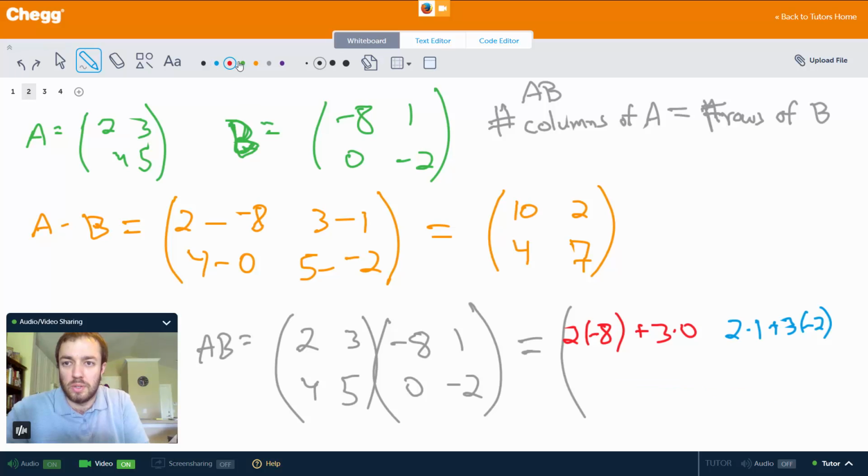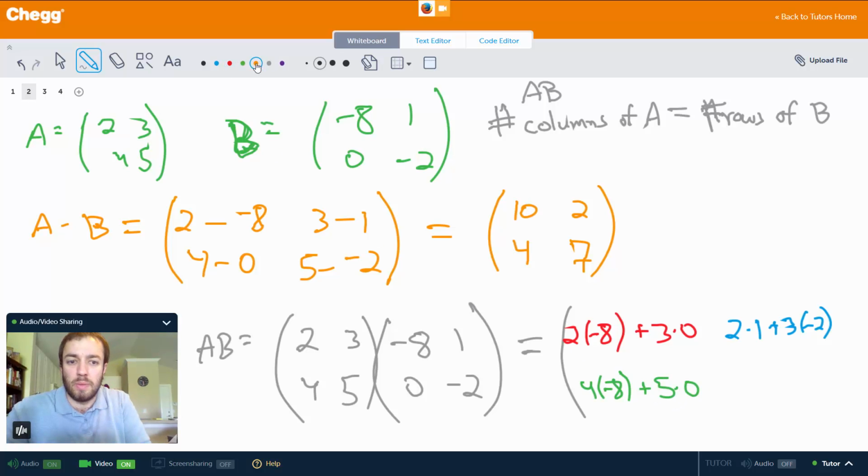Okay, and then how about the second row of the product AB? So for the second row, now we want to have the second row of A with the first column of B. Okay, so second row of A with the first column of B. So that's going to be 4 times negative 8. So we have 4 times negative 8. And then we're going to have plus 5 times 0.